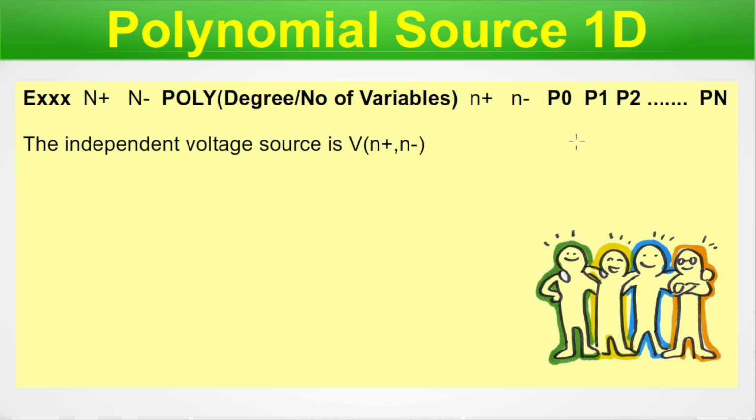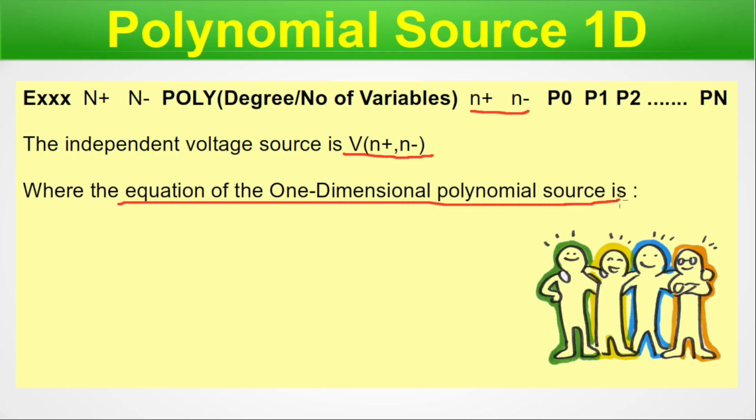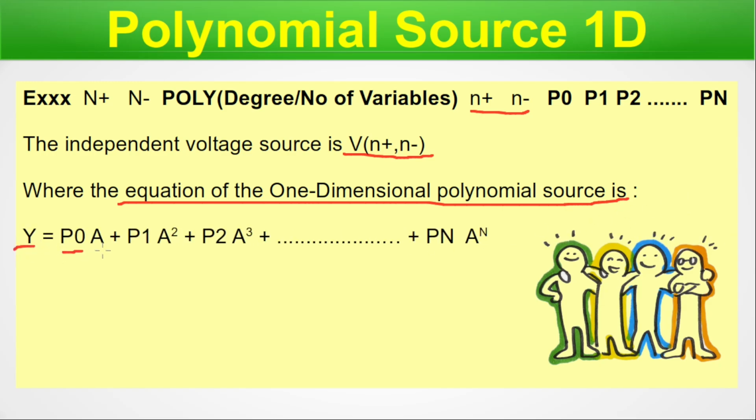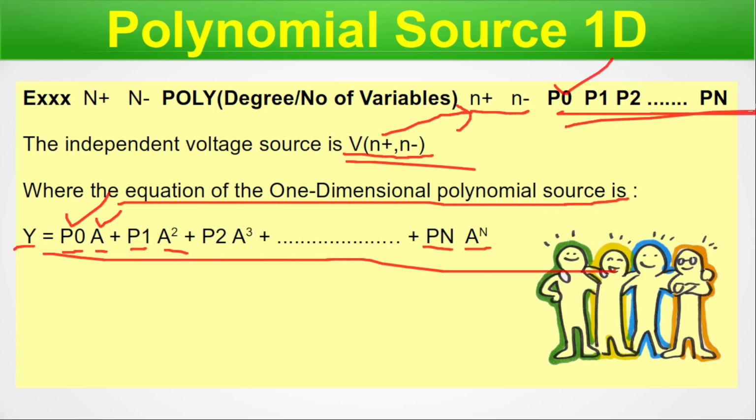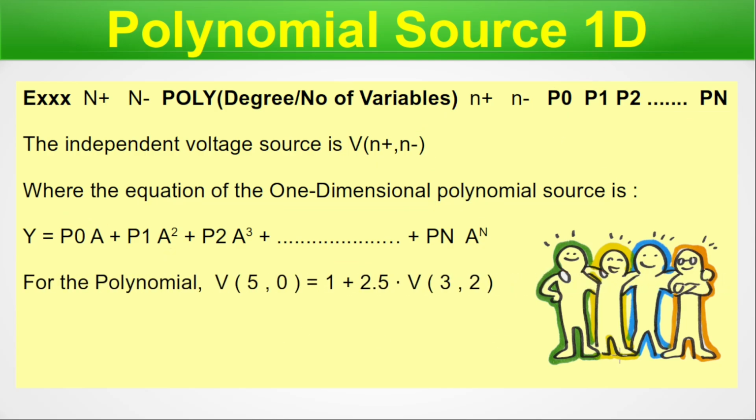The independent voltage source here is V, which is connected in between plus n and minus n, and the equation of the one-dimensional polynomial source is, you can see, y equal to p0 plus p1 into a plus p2 into a square, and that's how it goes on up to pn a to the power n. So this is the polynomial equation, and this voltage will be put as a, and these coefficients are these. This is why you can see plus n minus n is here, and all these coefficients are put after that. For this polynomial equation, we will have the SPICE equivalent.